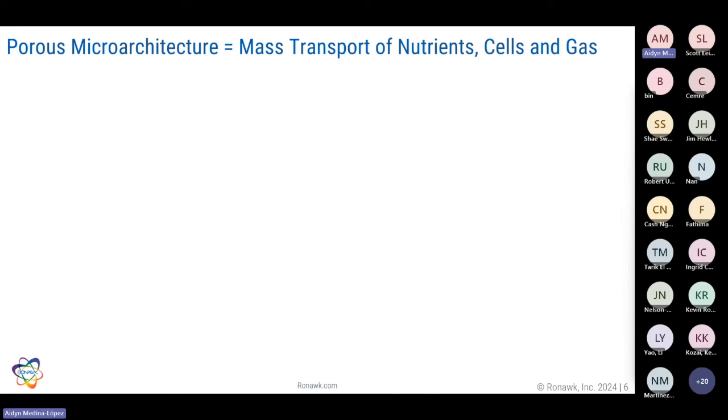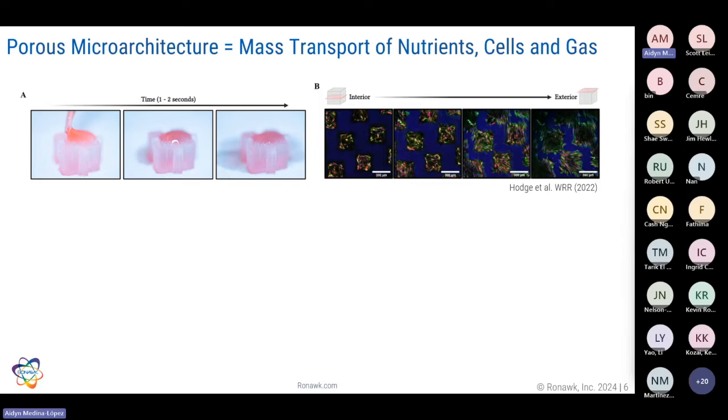Taking a little bit of a step back to how the pore network allows for this mass transfer of nutrients, cells, and gas, these are some of the examples. In panel A, you can see that we have placed one of our BioBlocks in a tissue, and we added 1 mil of media, and we can see that within 2 seconds, that mil of media actually went through the entire block right there.